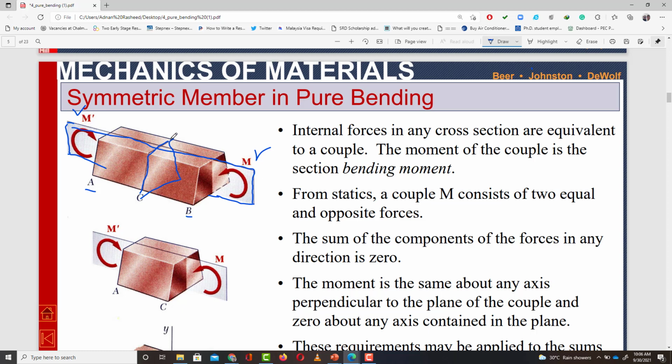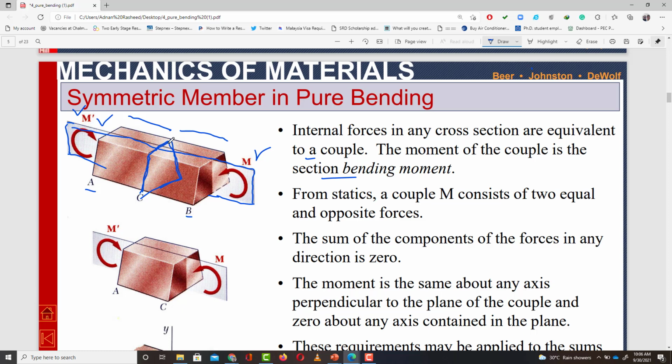If we cut the beam with respect to this plane CC, you can see this beam will be symmetrical because the loading, the shape, and the distance from this plane to this plane are the same as that of this. That is why these are known as symmetric members. Internal forces in any cross section are equivalent to the couple. The moment of the couple is the section bending moment.